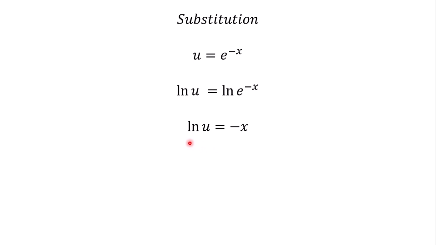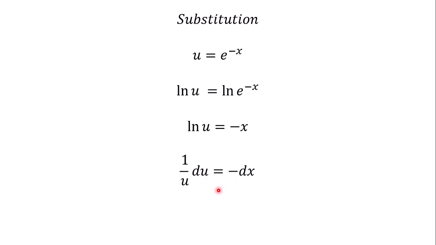Here you can multiply both sides by minus 1 before you differentiate, or you can differentiate before you multiply both sides by minus 1. We are going to differentiate first before we multiply both sides by minus 1. When you differentiate natural log of u, you get 1 over u du, and that is equal to minus dx.